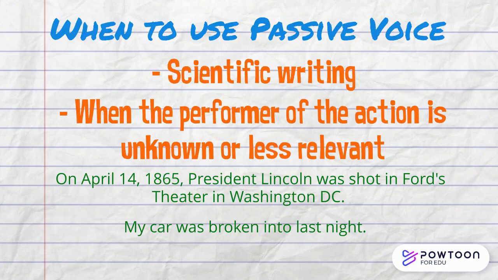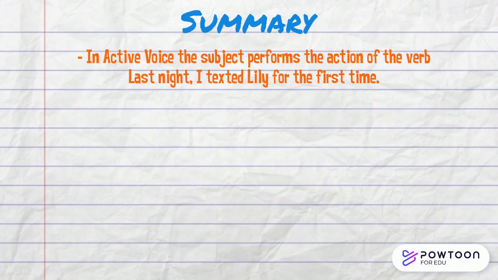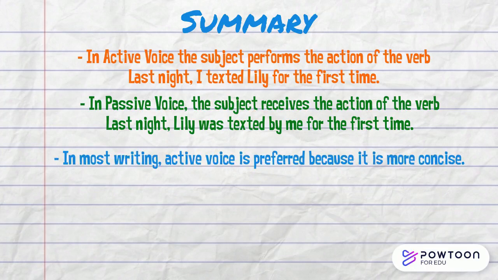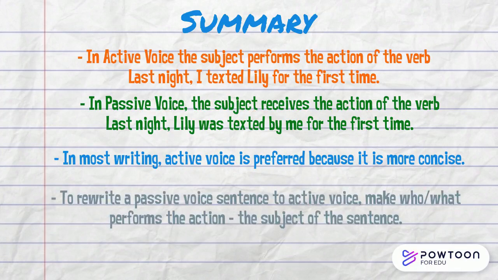Quick summary. In active voice, the subject performs the action of the verb, such as last night I texted Lily for the first time. I is the subject performing the action texted. In passive voice, the subject receives the action of the verb. Last night Lily was texted by me for the first time. Lily's the subject receiving the action. In most writing, active voice is preferred because it is more concise. To rewrite a passive voice sentence to active voice, make who or what performs the action the subject of the sentence and continue from there.